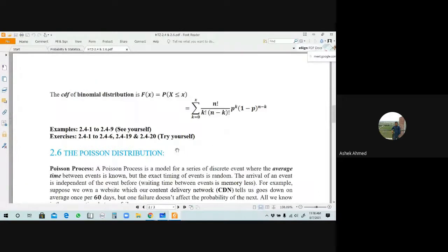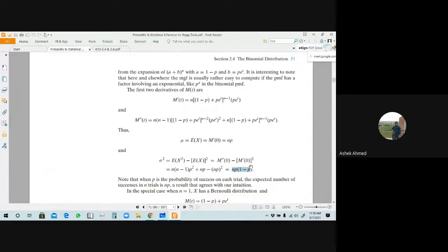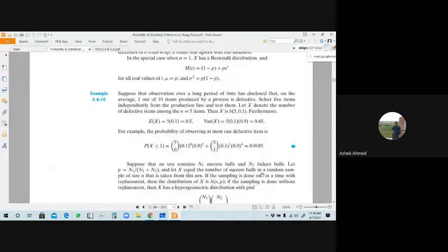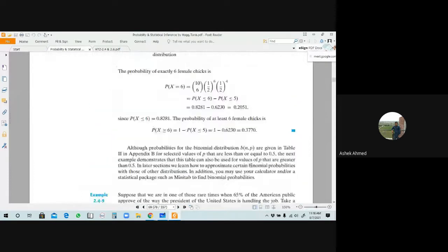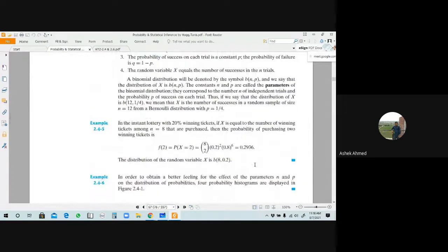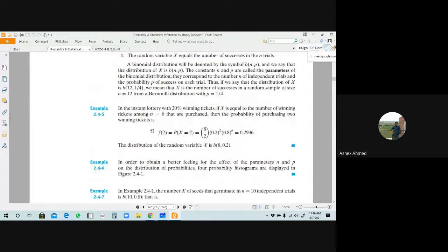So we have discussed this. Okay, now we'll discuss some problems here. These problems are very, very important here, so you have to learn everybody here. In the instant lottery with 20% winning tickets, if x is equal to the number of winning tickets among n equals 8 that are purchased, then what is the probability of purchasing 2 winning tickets? What do you mean by this?